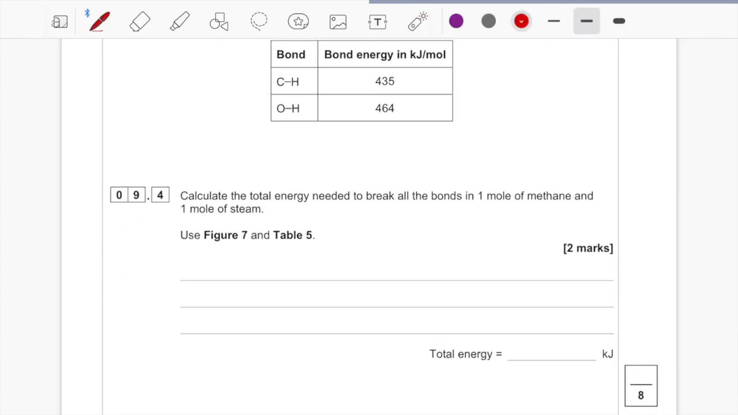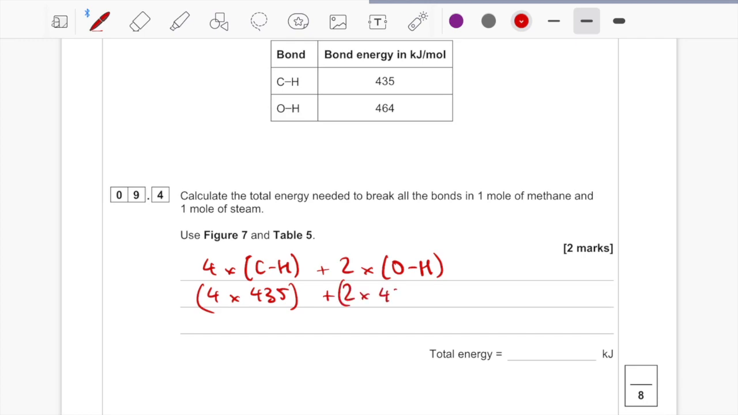So we've got 4 times CH plus 2 times OH. Put the numbers in. 4 times 435 plus 2 times 464. And we get our answer to that, which is 2,668, which lots of you did well on, so fantastic for that.